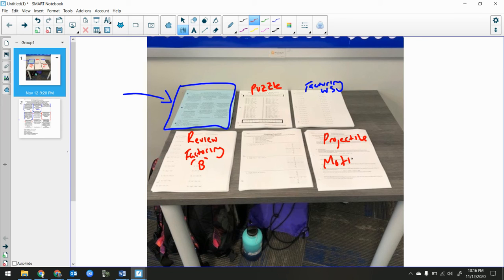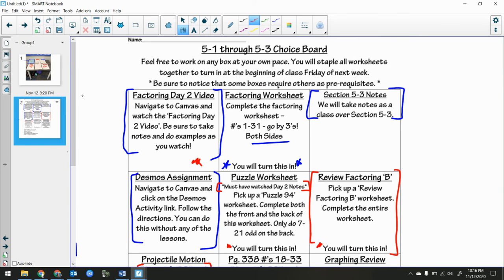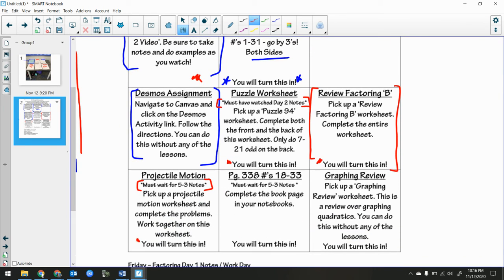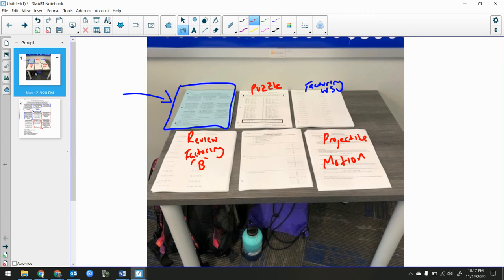If you want to pick these all up at the beginning, that's totally fine. And then this one is a book page, page 338, 18 through 33. But you need the 5.3 notes as well. Okay. And now this graphing review, this is something that you could turn in. I mean, this is something that you could do today too. This is just kind of review over section 5.2, the graphing. This is the graphing practice.